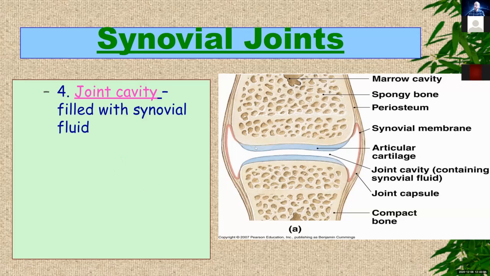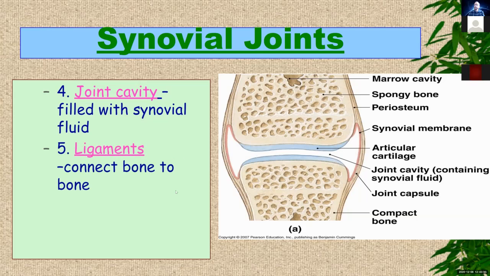So again, here's our bones, here's the articular cartilage, here's the joint capsule, here's the synovial membrane, here's the joint cavity. Ligaments connect the bone to other bone.